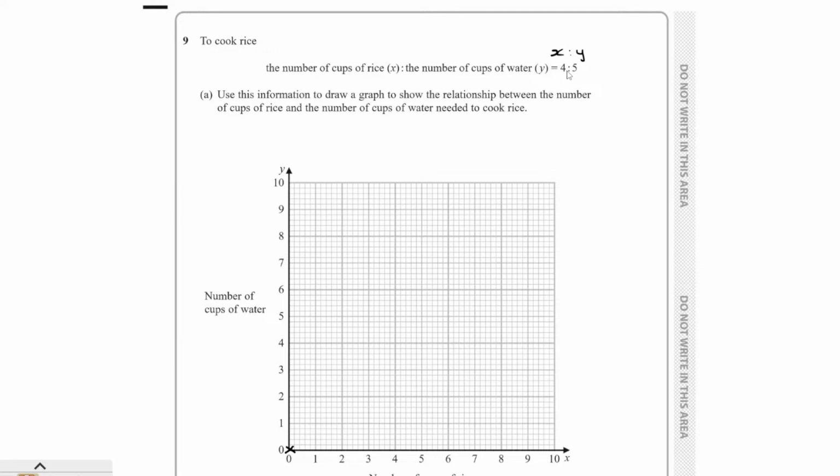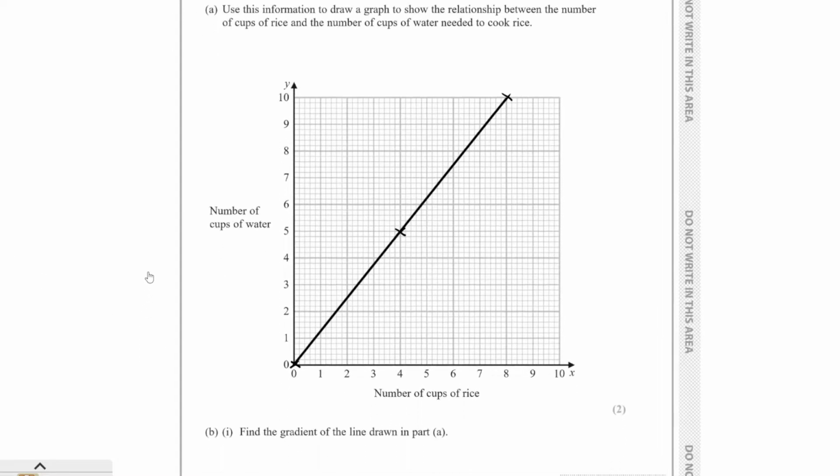Then the other easiest one is to go 4, 5, as in if I need 4 cups of rice, then based on my ratio, I need 5 cups of water, don't I? And then I would just join this up. Obviously extend your line straight through. But you could think about it, if I need 8 cups of rice, that would therefore be 10 cups of water, wouldn't it? So you could plot that as well if you wanted. See how that creates a straight line? And then I just join up. So linear relationship. Obviously the gradient is positive because the more cups of rice I have, the more cups of water I need. So that's literally part A there.